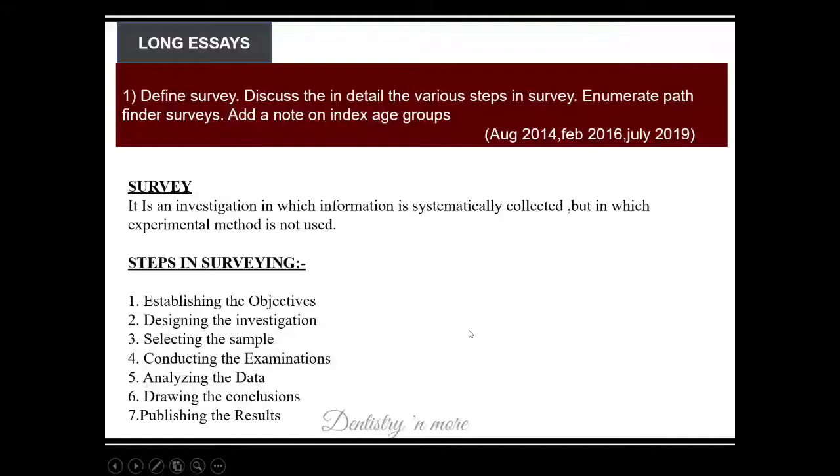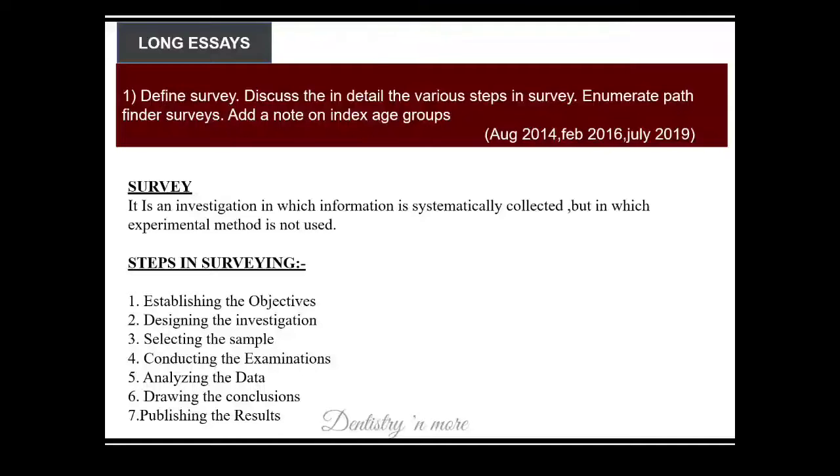You need to elaborate about these steps, that is establishing the objectives, then designing the investigation, then selecting the sample, that is the most crucial part. After that, conducting the examination, then we need to analyze the data. After that, reaching a conclusion, and finally we are publishing the result. So these 7 steps you need to write. After that you can write a little bit about each step.